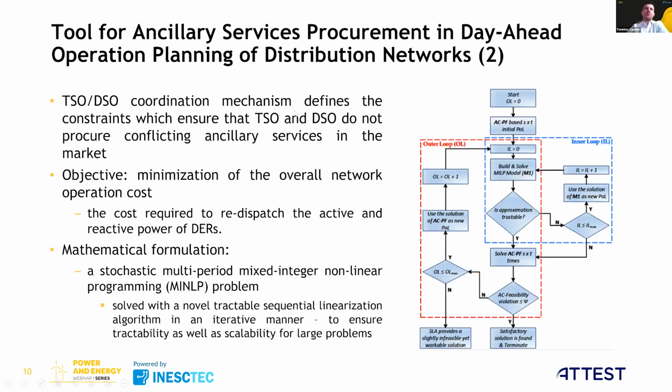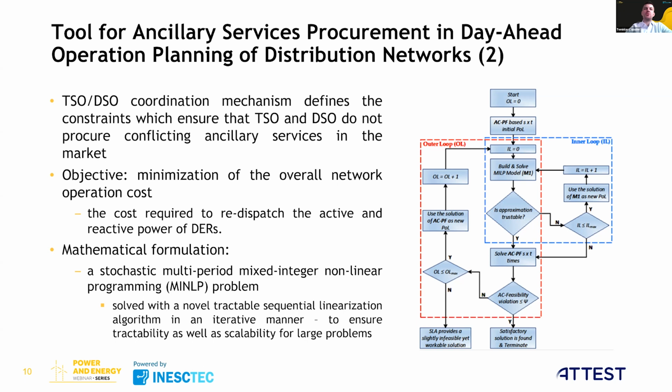This is sort of explained in the past presentation or the past webinar, but I'll repeat some things again. So the TSO coordination mechanism ensures that you do not procure conflicting services. For example, the TSO needs a regulation of the voltage magnitude, but you also procure at the distribution level, let's say, a conflicting service in terms of managing congestion in the distribution network.